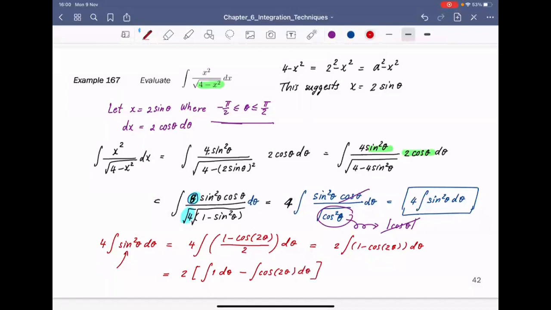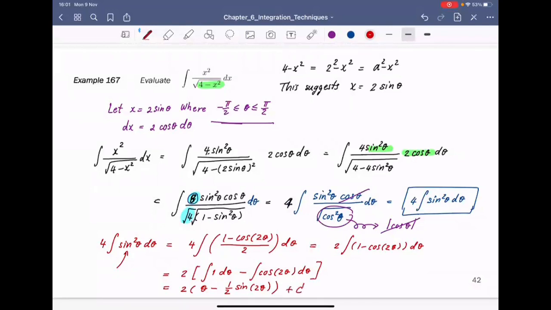All right, I'm trying to go slow. And next we have 2 times theta minus 1/2, integrate cosine, you get sine, right? Sine 2 theta. The reason I have 1/2 here is because I use the u substitution. So I pick u equal to 2 theta, so I need to have 1/2 here. And then plus c.